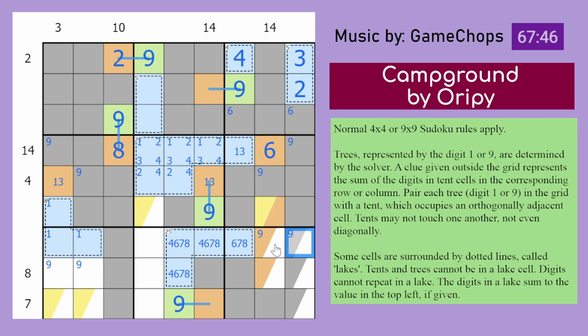We also know that this 9 connects to that, and this 9 connects to one of those. So whatever the 9 is, those are the only things it can connect to. Therefore, none of those are trees or tents. They are all nothing.